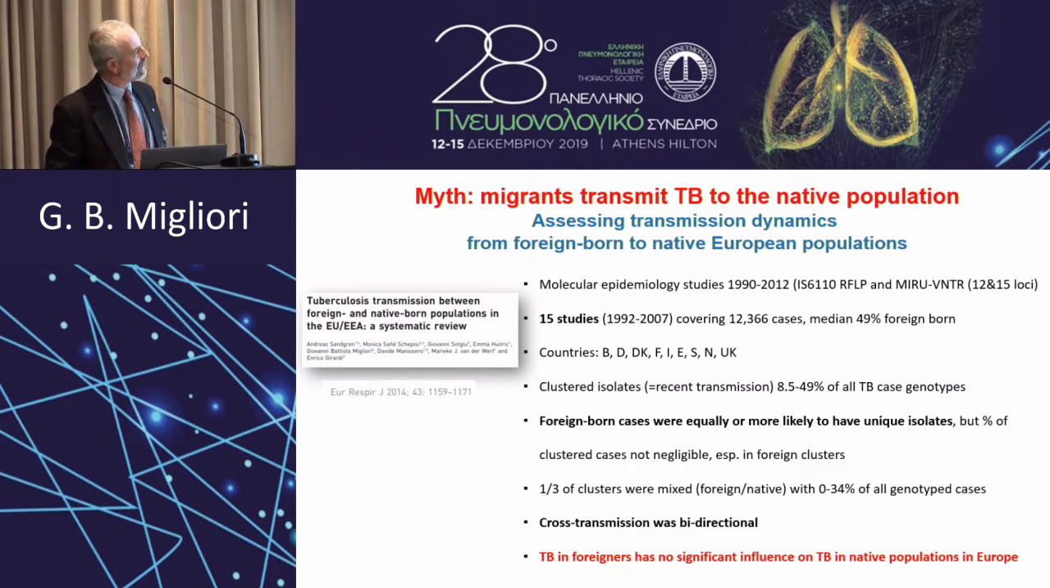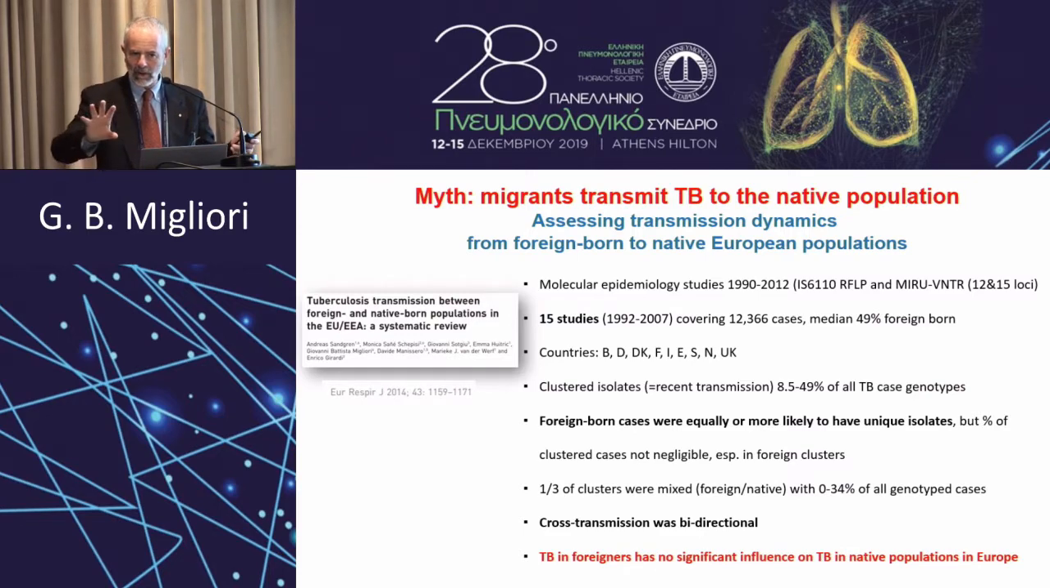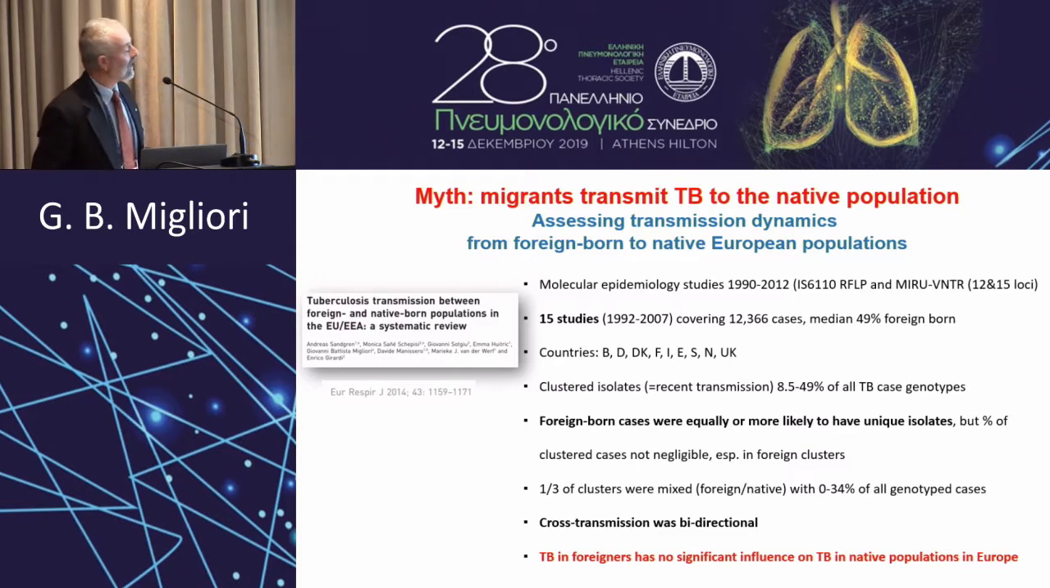Are migrants transmitting TB to the native population? According to this systematic review that we made with ECDC in 2014, there is very little effect. So the transmission is bilateral, very little and bilateral. Sometimes migrants infect locals, and sometimes the locals infect the migrants, but it's very little because they tend to live a little bit separately. This is what we know. So we cannot exclude this. This might always happen, but it's not a big phenomenon.